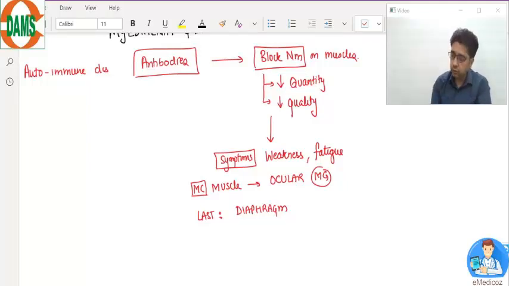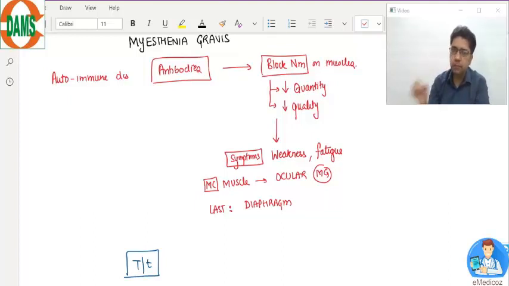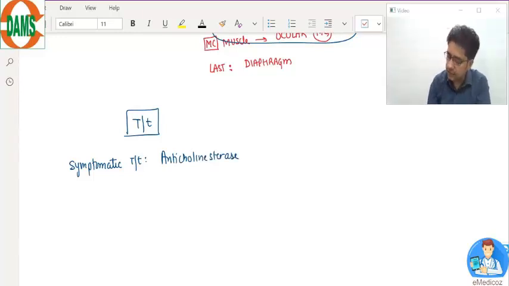Now, let's talk about the treatment. For myasthenia gravis, we have two types of treatment. The first is to overcome this block. To overcome this block of the NM receptor, we give symptomatic treatment, which means to overcome the weakness and fatigue, we give anticholinesterase. What will they do? They will increase acetylcholine level, which will overcome the NM block.